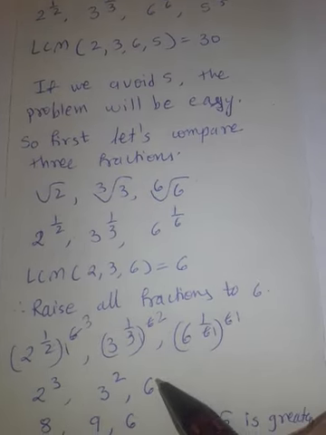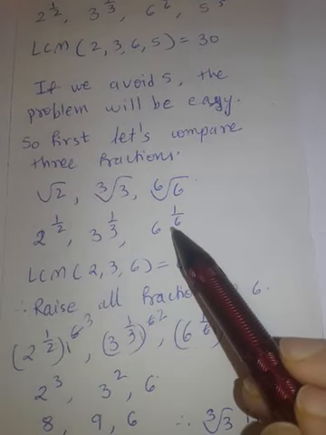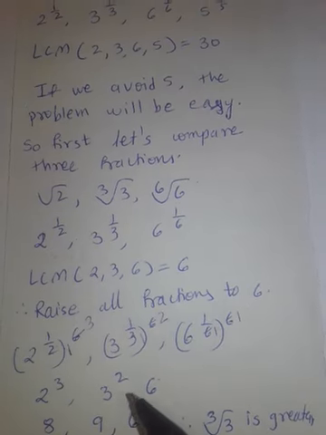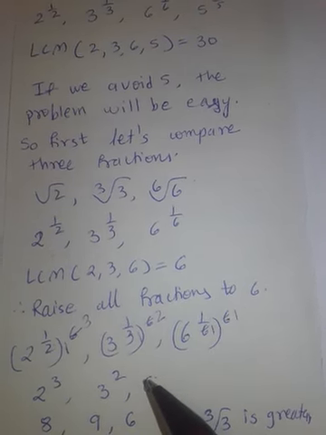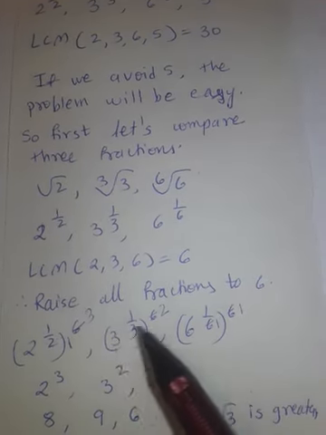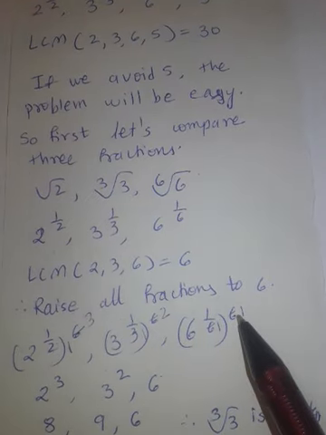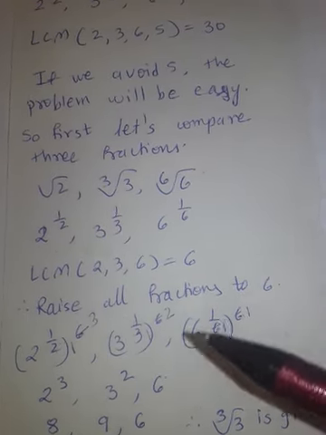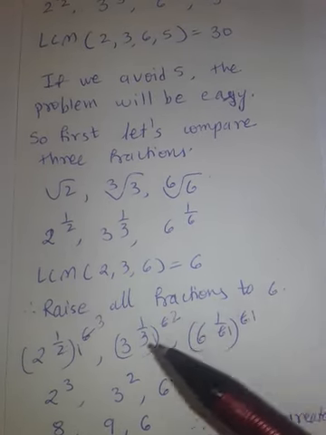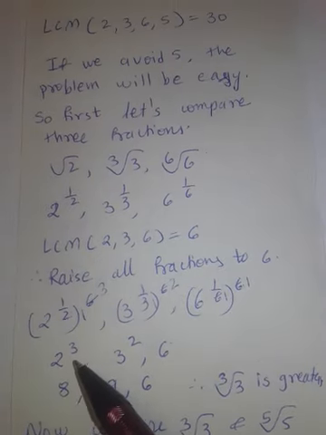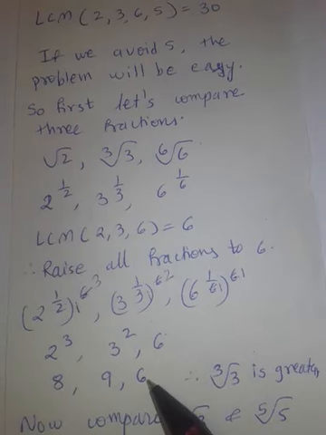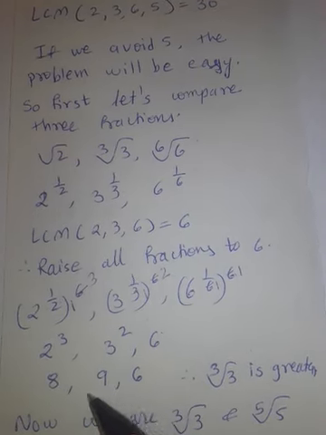These 3 numbers are not equal to these 3, definitely not, but I can raise them to the same power and then I can find which one is the greatest. So for comparison purposes, I am using this trick that I am raising every number to a similar power 6. Please watch part 3, where I have explained this concept in much more detail. So 2 cube, 3 square and 6, these values are very easy, 8, 9 and 6, so I can easily compare: 9 is the greatest.